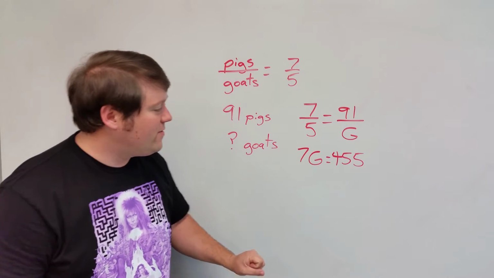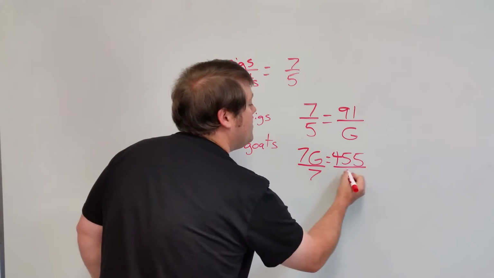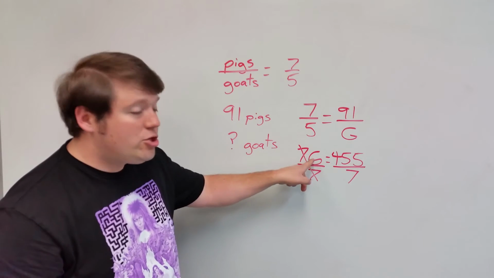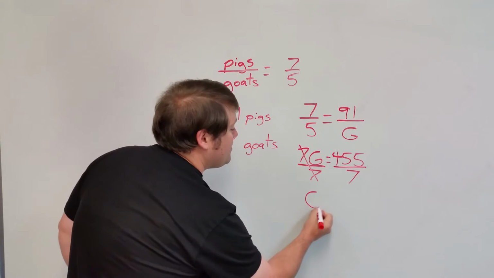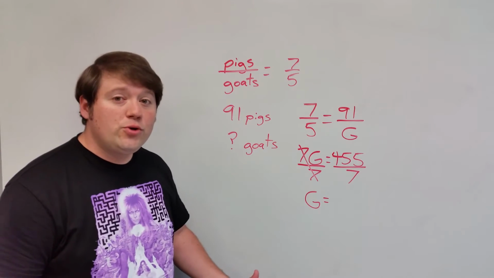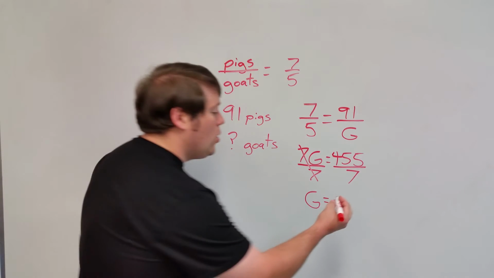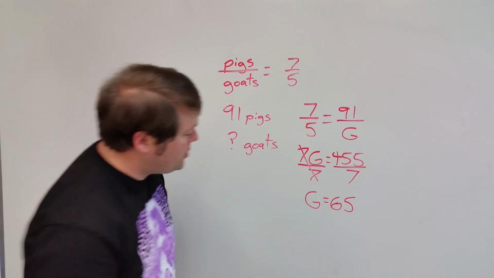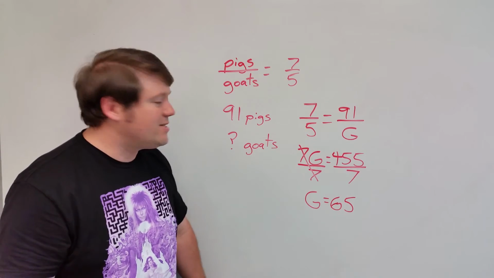And so if I want to know how many goats there are, I've got 7 times the number of goats equals 455. To find just how many goats, I need to actually divide both sides of my equation by 7. That will leave me with just G on the left, and then once I do 455 divided by 7, I find out how many goats there are. Once you do that division problem, 455 divided by 7 will give us 65. There we go, 65. So that tells us the number of goats is 65.